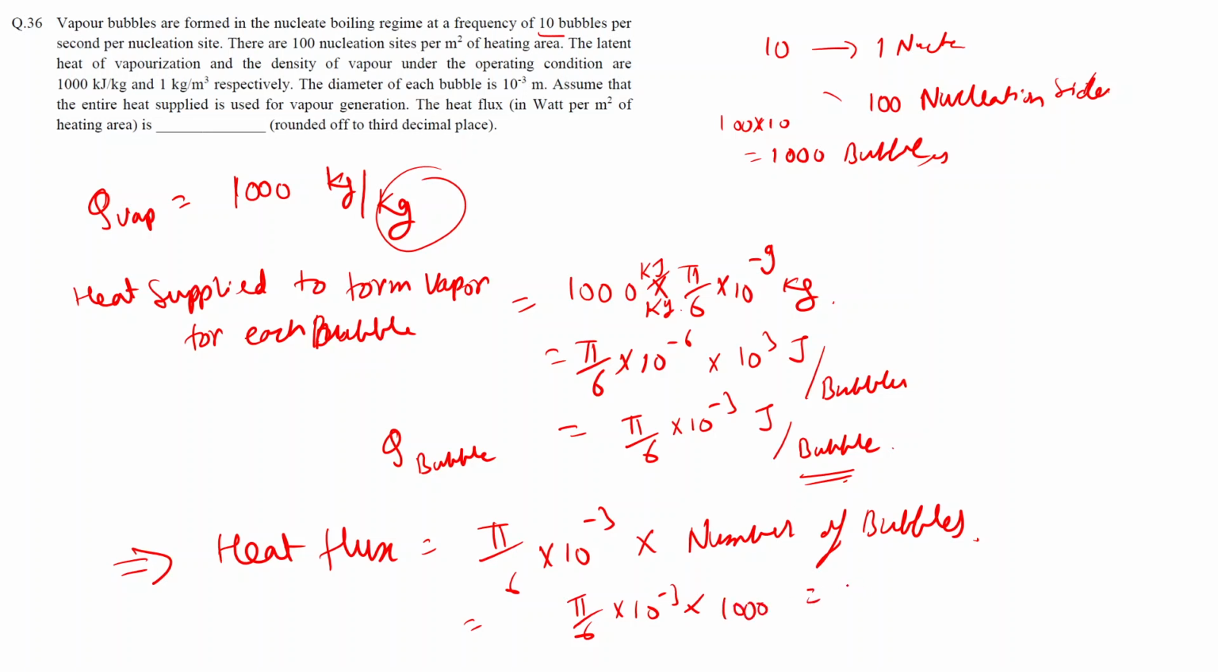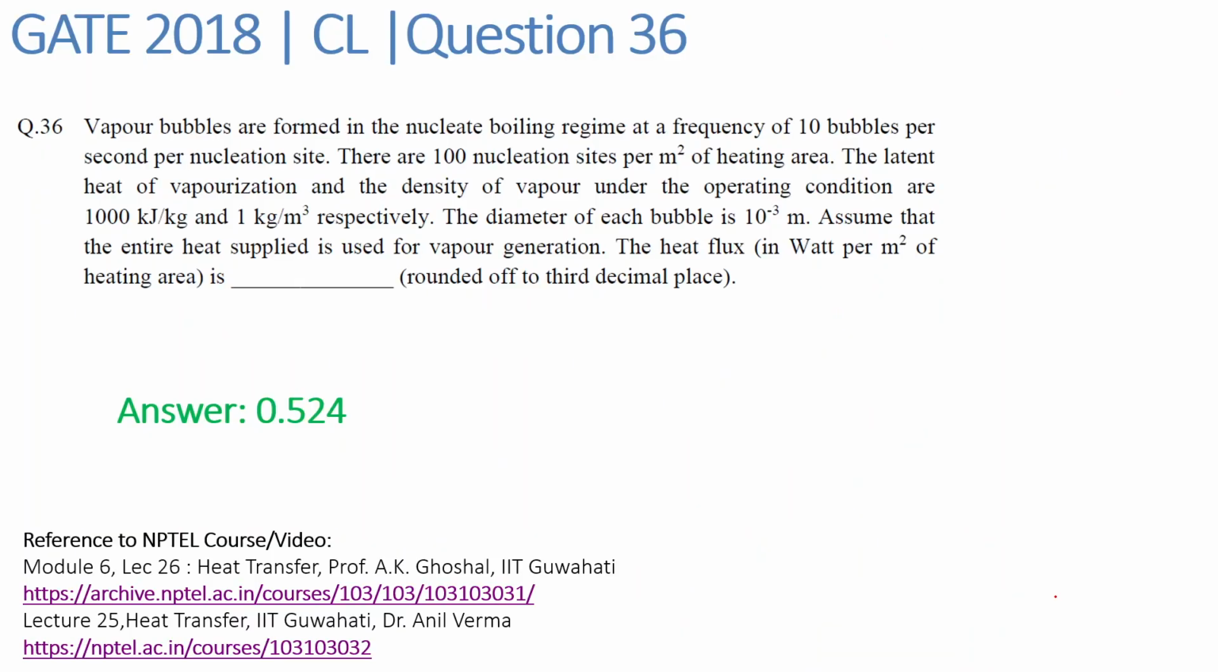So ultimately the heat flux will become pi by 6. So this will come around 0.5235 watt per meter square. So the final answer is the heat flux will be 0.5235 watt per meter square. We can round off till third decimal places as 0.524. So the final answer, that is the heat flux, is 0.524.